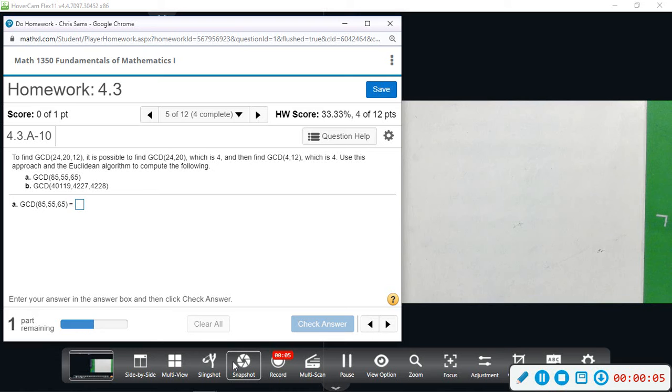Alright, number 5, it says to find the greatest common divisor of 24, 20, 12. Is it possible to find the greatest common divisor of 24 and 20, which is 4? Then find the greatest common divisor of 4 and 12, which is 4. Use this approach and Euclidean algorithm to compute the following.